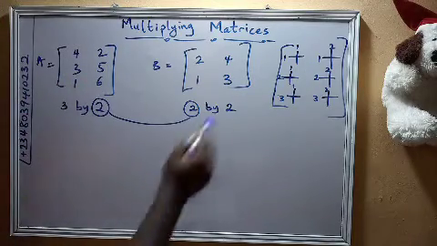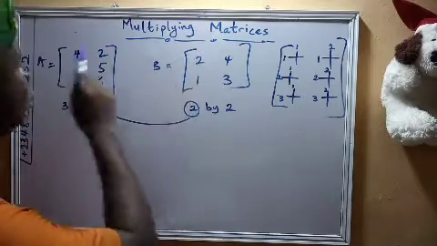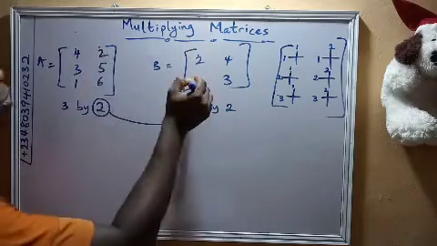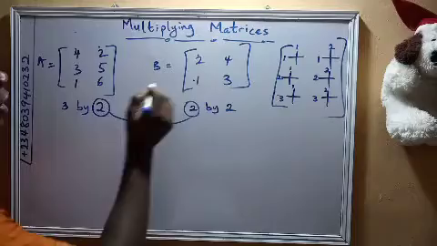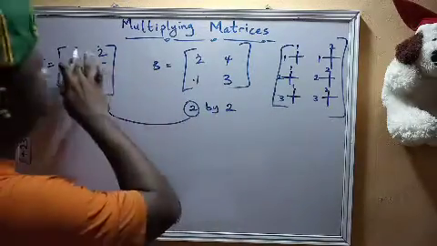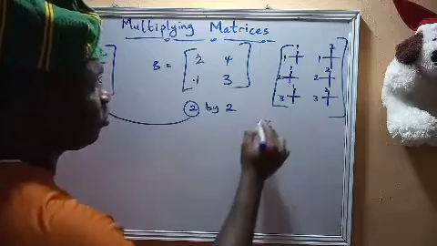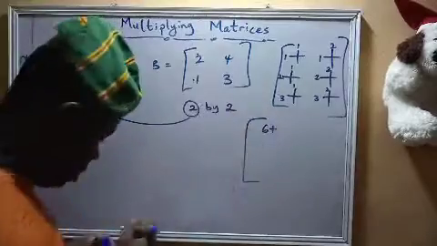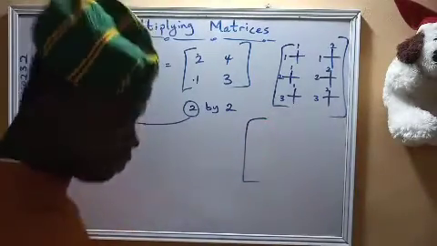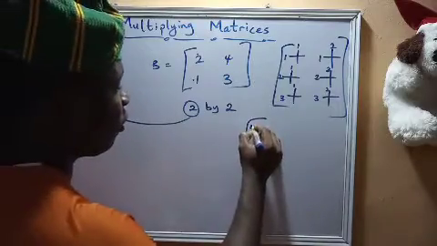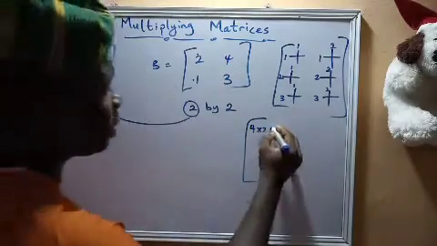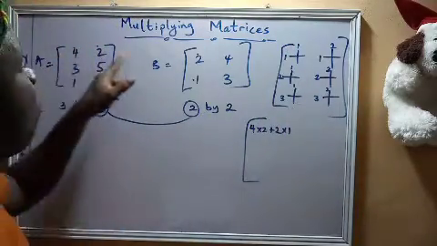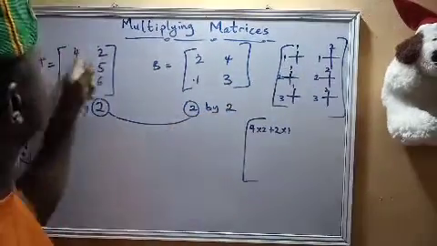Okay, so let's do the multiplication. First row by first column, that's 4 times this row and this column. So this 4 goes to the first 2, and this 2 goes to the second one. So this multiplies this and this multiplies this. Let me write out the figures I'm multiplying so that it will be better for you. That's 4 times 2 plus 2 times 1. So we've done first row by first column.